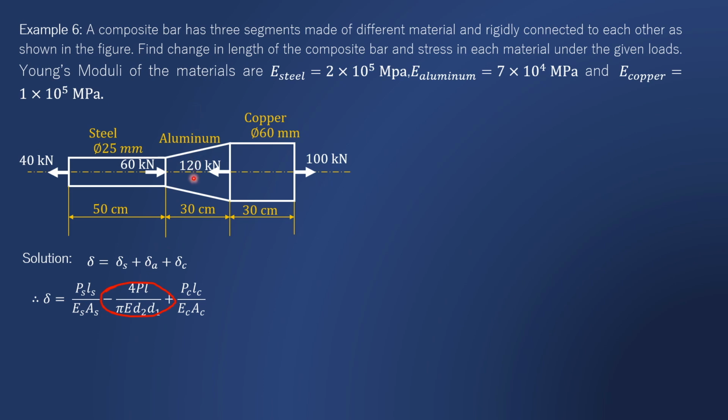Now aluminium: take a section in the aluminium and add forces on any one side. If you consider the left side, then it is 60 push type of force and 40 pull type of force. So overall it is on aluminium 20 kilonewton push type of force. Push means compression. So aluminium is in compression, and the length of aluminium portion is reducing here. That is why this negative sign. So take care of that.